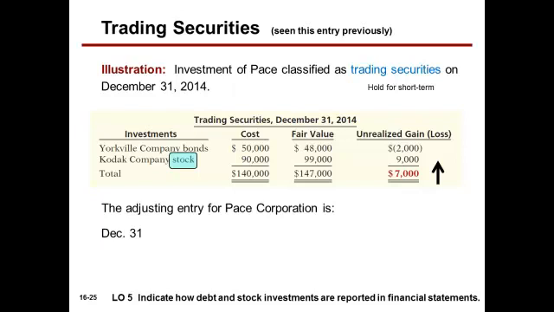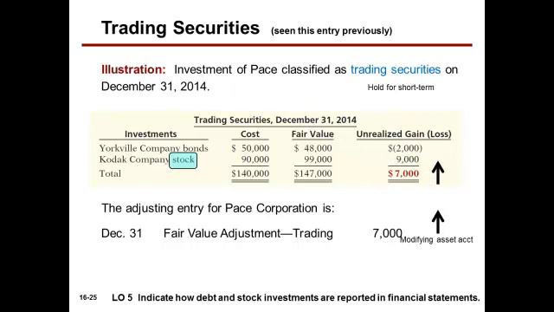Illustration. We've seen this entry before in the debt talk. Let's review it quickly. PACE has two trading securities, short term, one in bonds, one in stock. They bought for $140,000. At December 31st, they determined the total fair value of those two investments to be $147,000, or a $7,000 increase. We need to make a journal entry reflecting fair value of these combined investments.